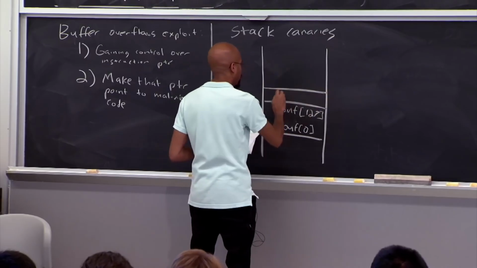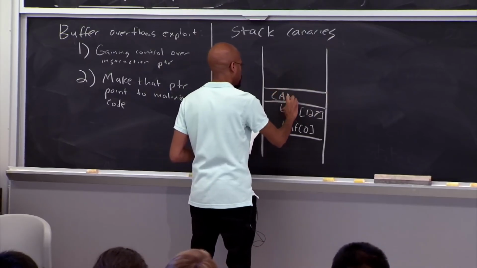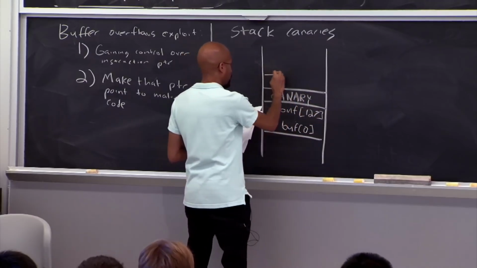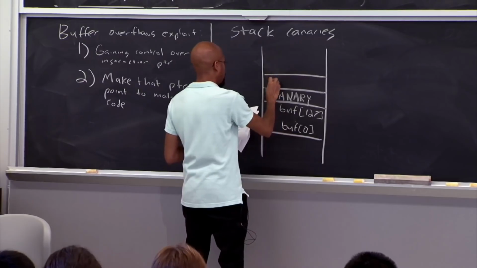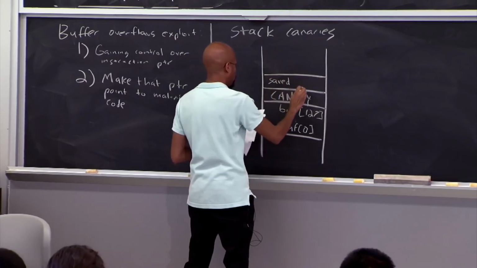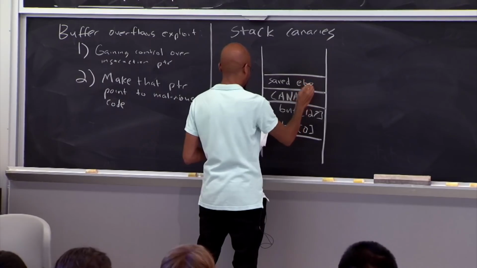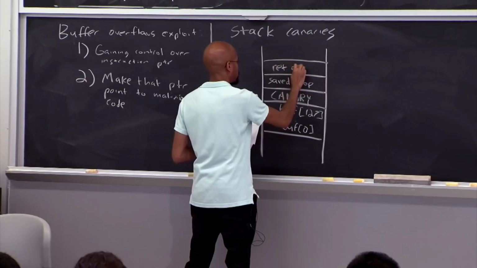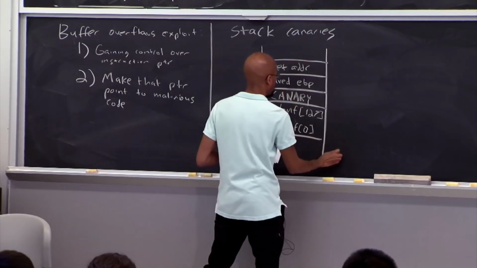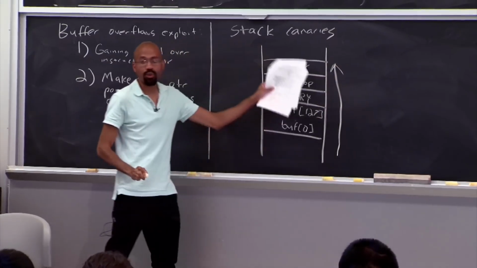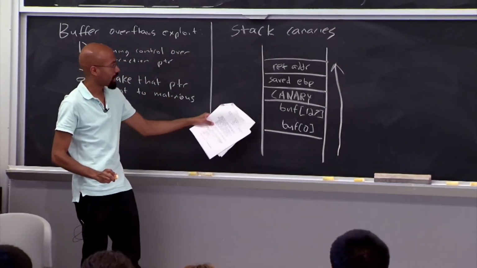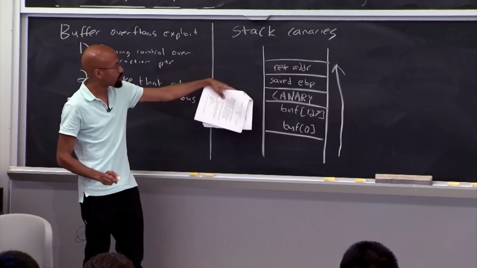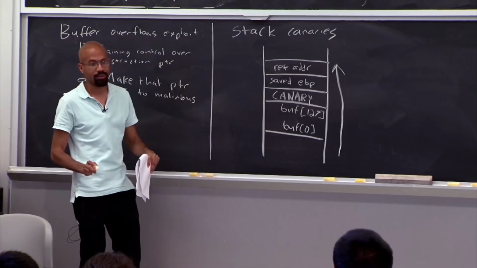Then we're going to put the canary here. And then this will be the saved value of the break pointer. And then this will be the return address. So once again, remember the overflow goes this way. So the idea is that if the overflow wants to get to that return address, it first has to trample on this canary thing here, right?